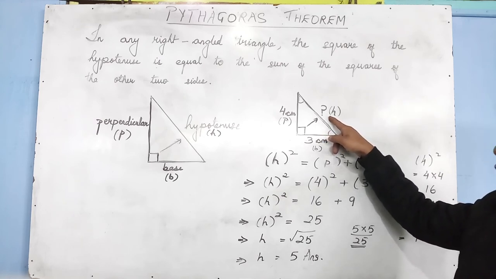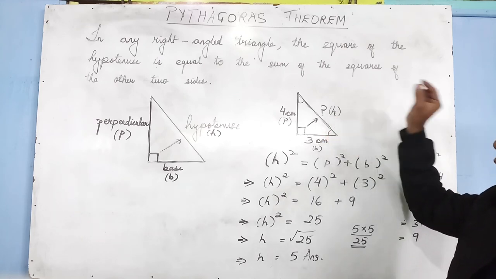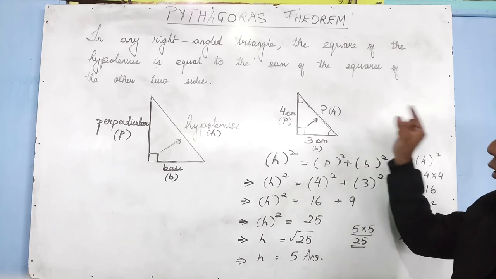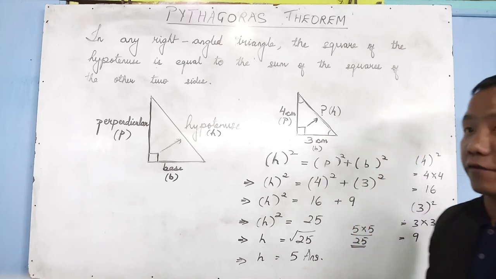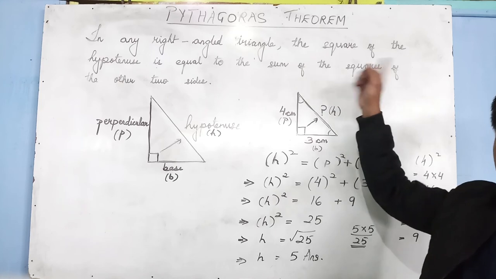That is how to find out the length of any side in a right angle triangle by following the Pythagoras theorem.